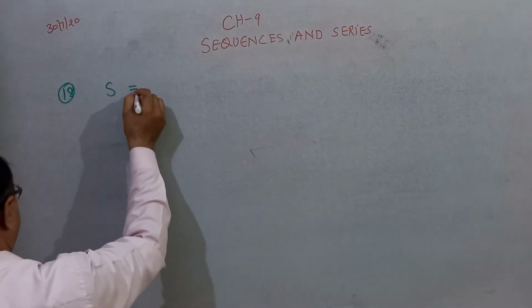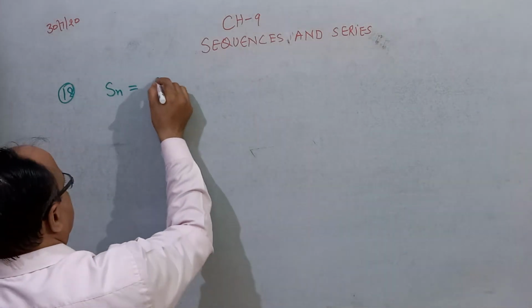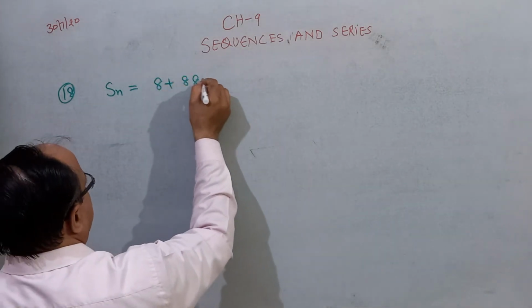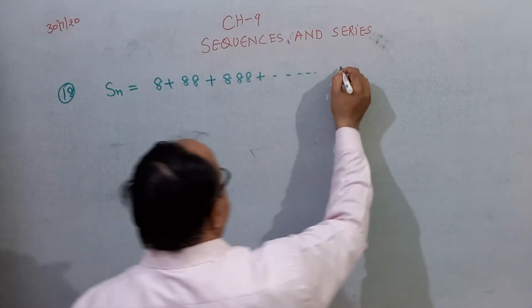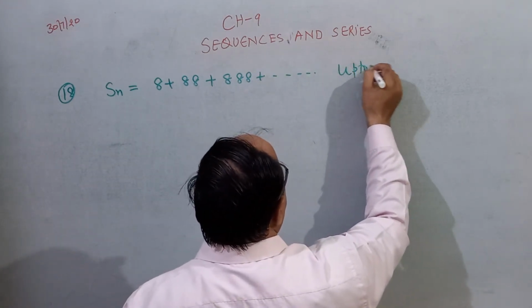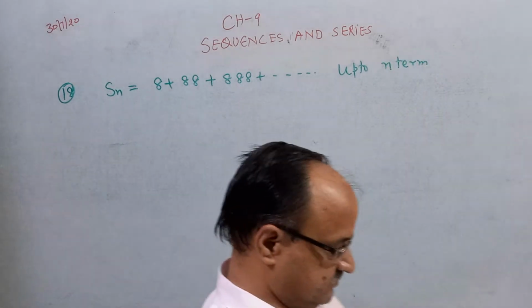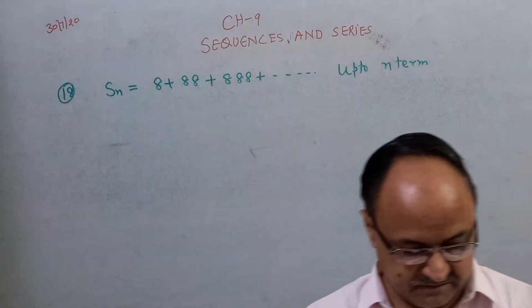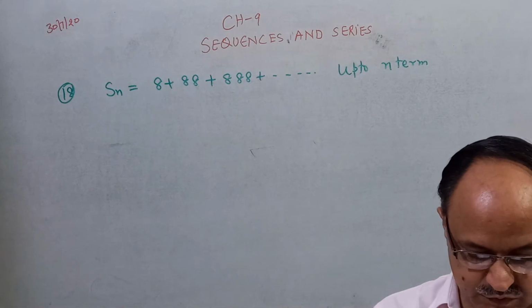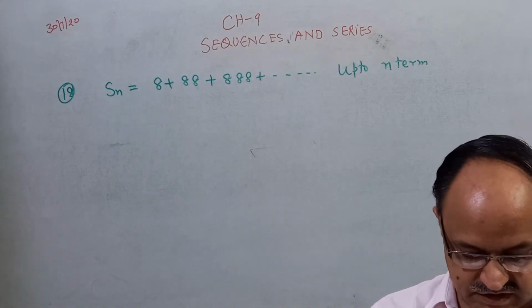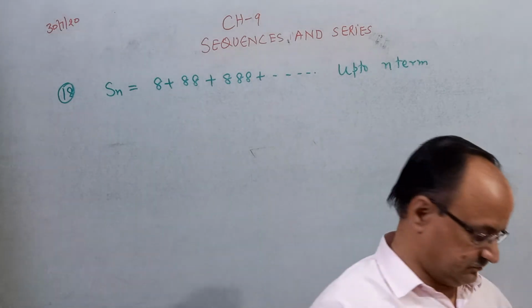Find the sum to n terms of 8 plus 88 plus 888 and so on, up to n terms. This is the question, correct? Very important question. Questions 18 to 28 are all very, very important.